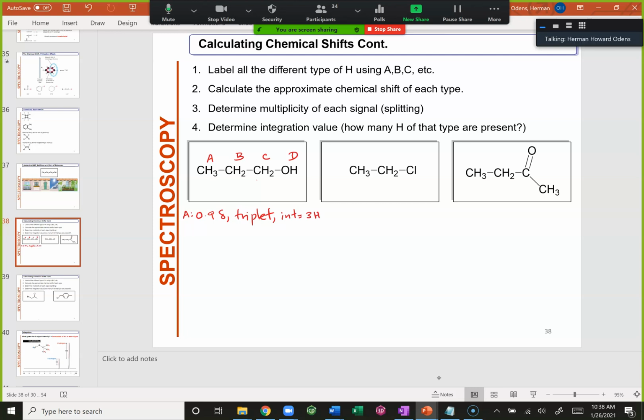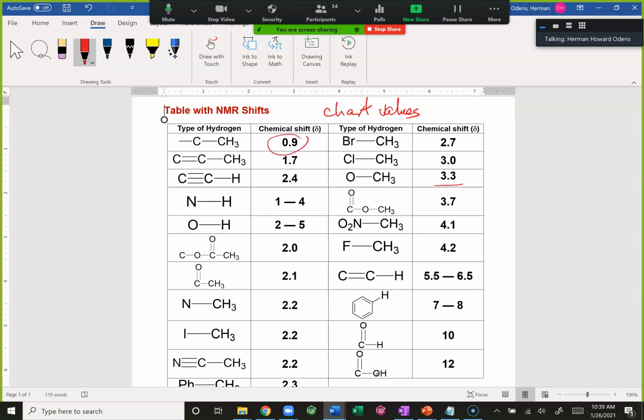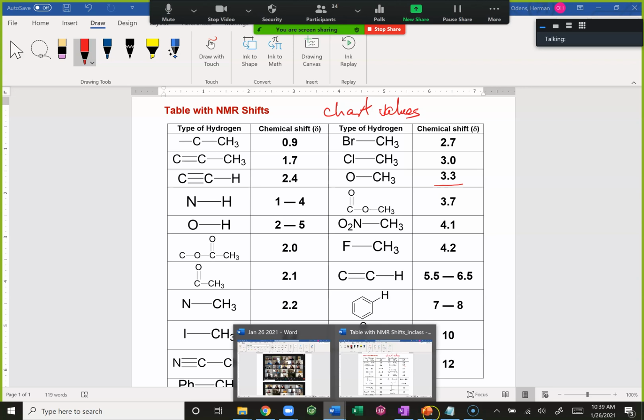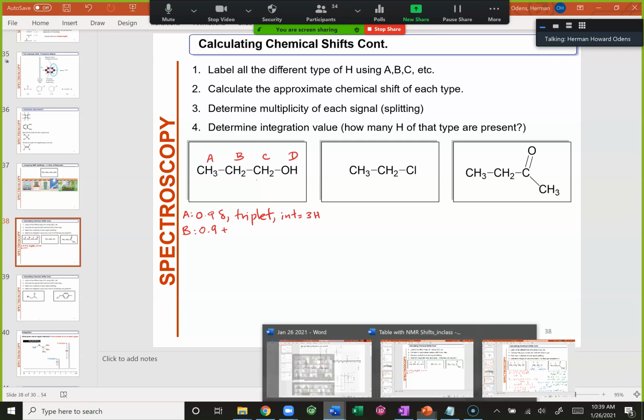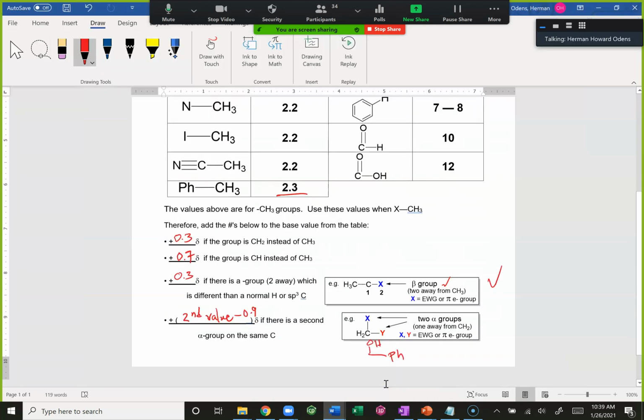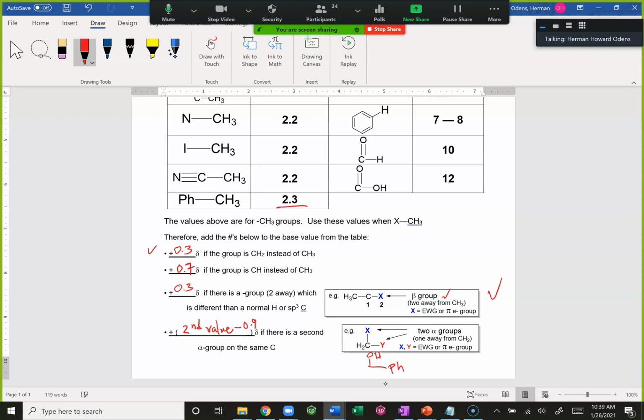All right, B. What is B? Here's where we're going to be using the chart. B is a CH2 attached to a C. So from the chart, it's still this number. That's the closest thing that I have. So B starts at 0.9, which is a CH3. It's a CH2 group, so where is my, right here. If it's a CH2, I'm going to add 0.3.